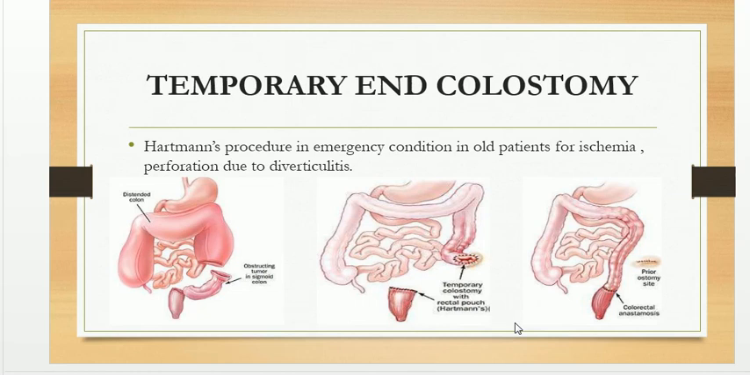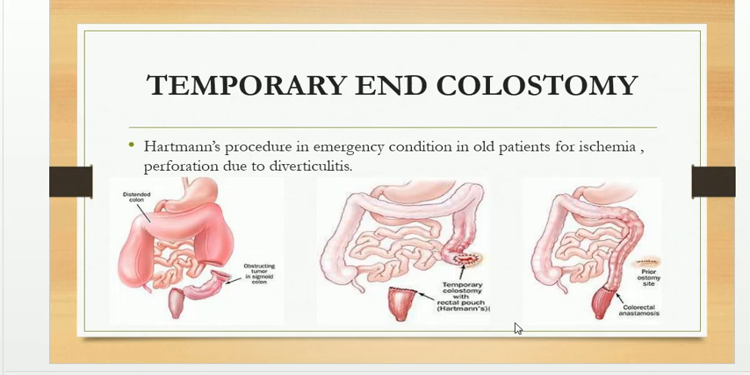Temporary end colostomy. Sometimes we have to make an end colostomy, but it's temporary. In relation to that, we can explain one procedure, which is the Hartmann procedure. You must remember this Hartmann procedure. It is sometimes done when there is a gangrenous sigmoid colon volvulus, or in cases of emergency, where the patient comes with carcinoma rectum with obstruction.